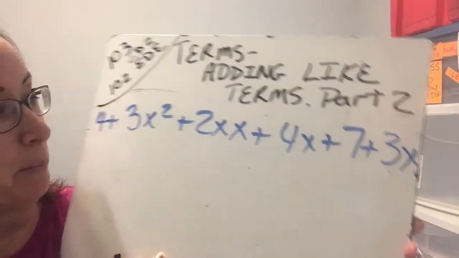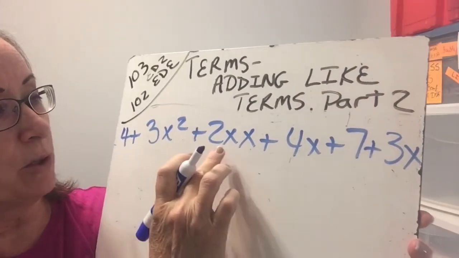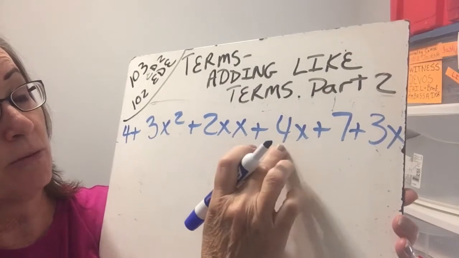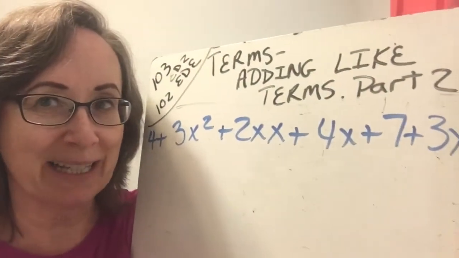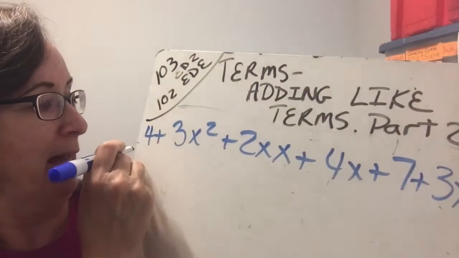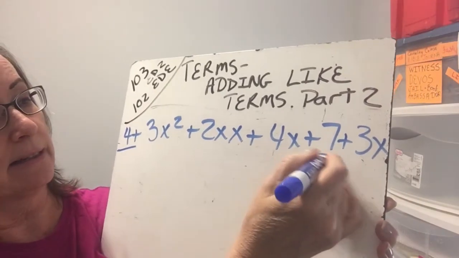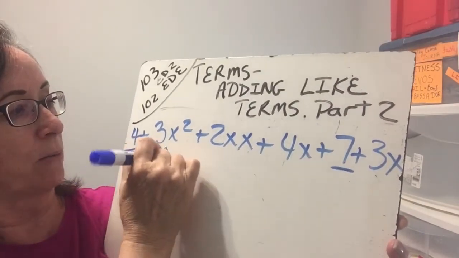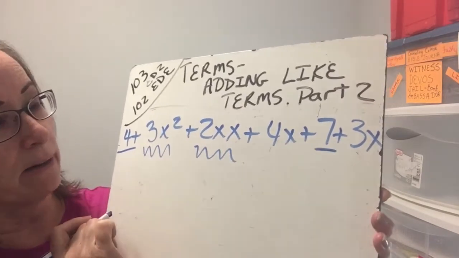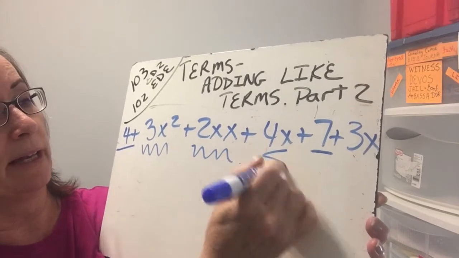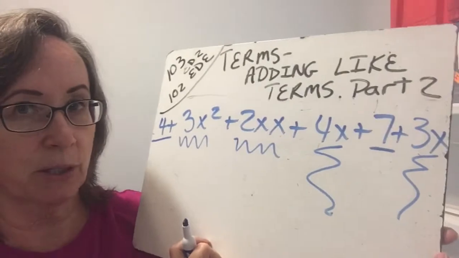All right, we have another problem here, our last example. 4 plus 3x squared plus 2x times x plus 4x plus 7 plus 3x. Wow, that's a mouthful. Let's see if we can simplify it a little bit. So we have a constant and a constant. We have an x squared, and this one has an x times an x, so that's an x squared. And then we have an x and an x. So we have 3 different types of terms.